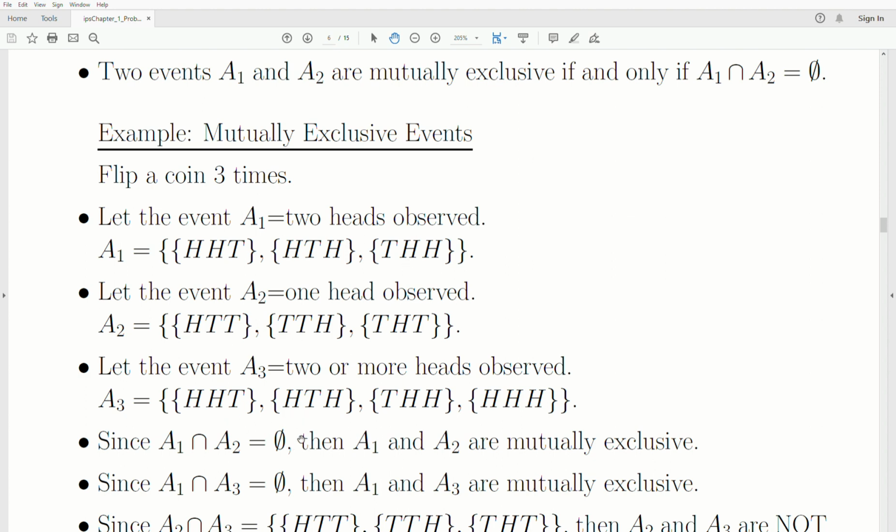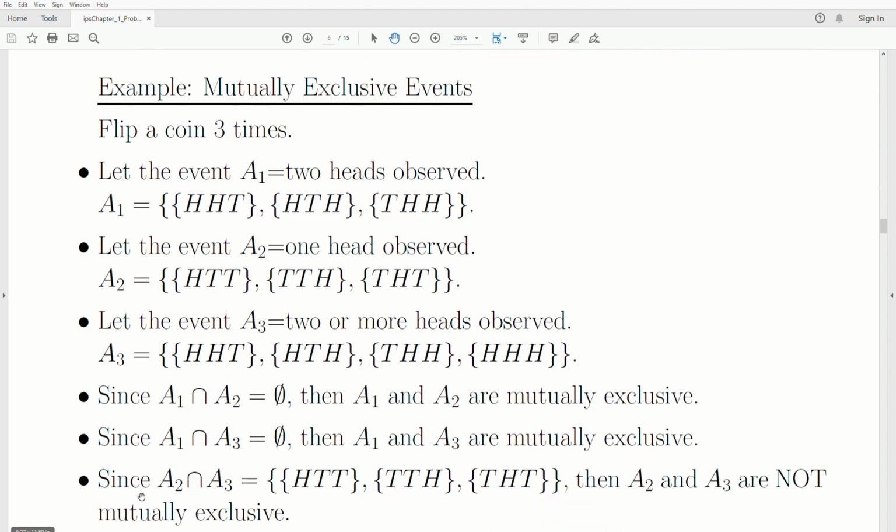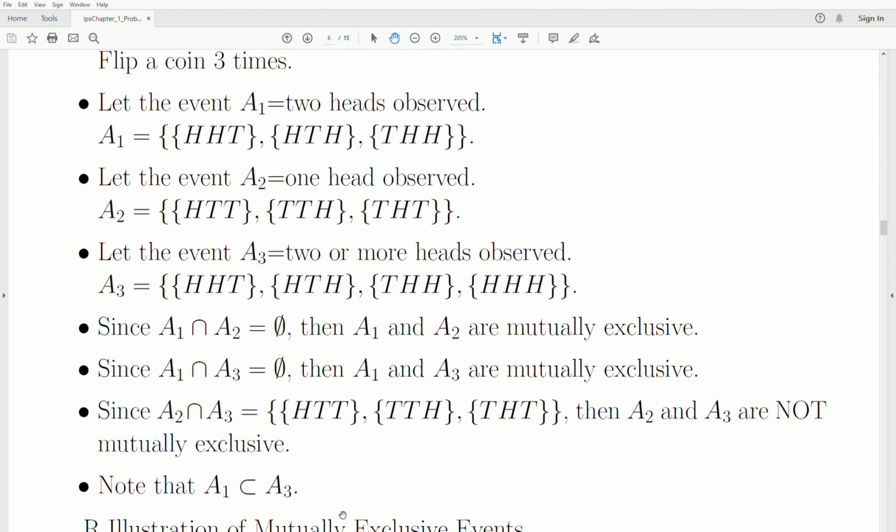So since A1 intersect A3 is the empty set, A1 and A3 are mutually exclusive. But if we look at A2 intersect A3, we get these 3 elements, right? These 3 elements are common between A2 and A3. So that means A2 and A3 are not mutually exclusive. Okay. Also note that A1 is a subset of A3, right? A1 up here, these 3 elements are contained or part of A3. So A1 is a subset of A3.